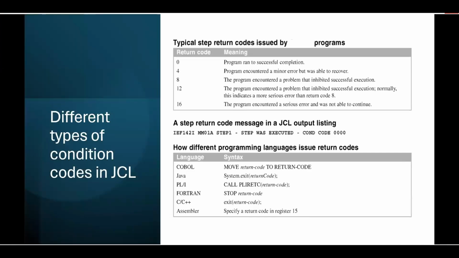Okay, so these are the typical types of condition codes in JCL. We have already discussed in the previous slide that a return code 0 means the program ran to successful completion. And if we get the return code as 4, the program encountered a minor error but was able to recover. So we were getting some minor errors, but our program was able to handle those errors, and we also get some warning messages. Our program was able to recover from that. So that is regarding the return code 4. Then we have return code as 8.